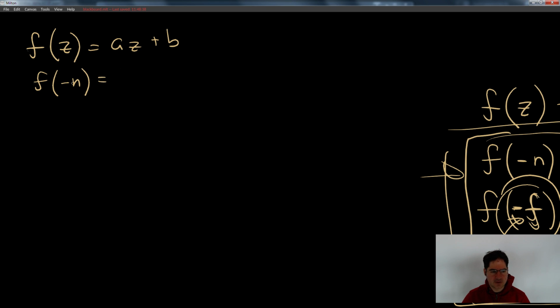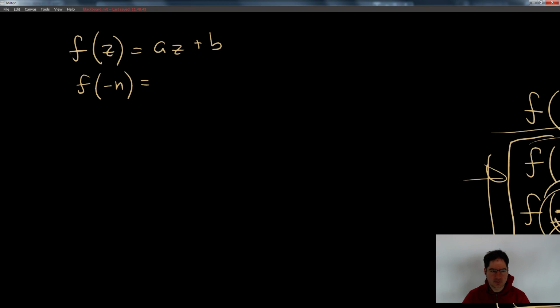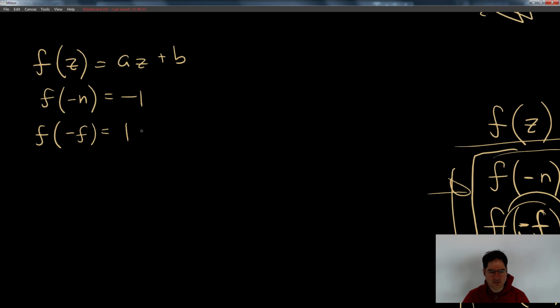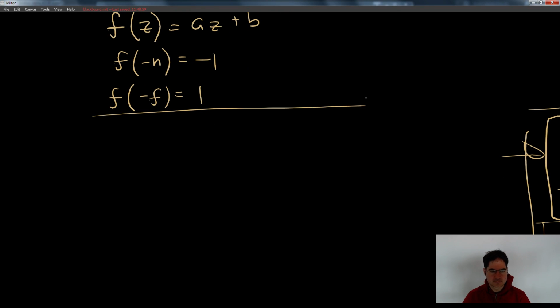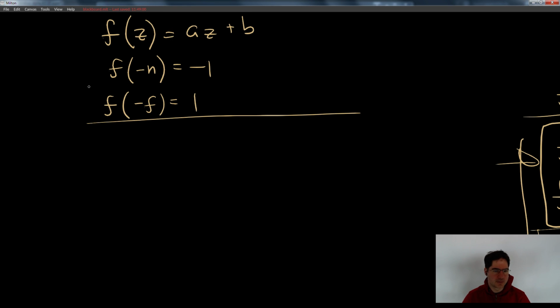So f of negative n, we want that to be negative 1. f of negative f is 1, right? That's what I actually want. It's weird to have f in both places here. We'll just ignore that, pretend that never happened. And let's give it one more go.